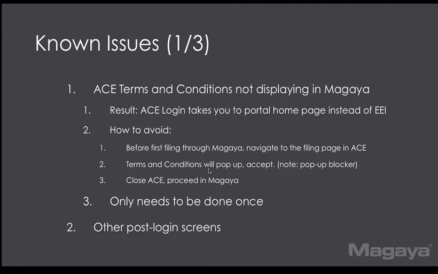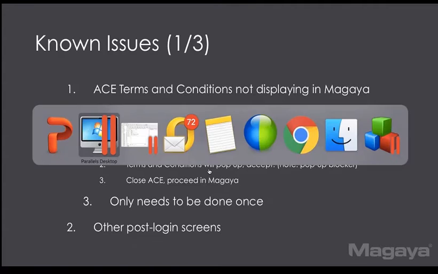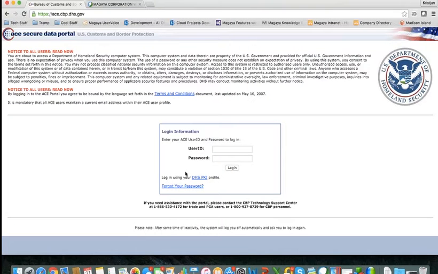So how to avoid this? Before you start filing through Magaya, go to the actual ACE portal. So I'm going to go and show how this is done. And in the ACE portal, it'll take a couple of seconds here.